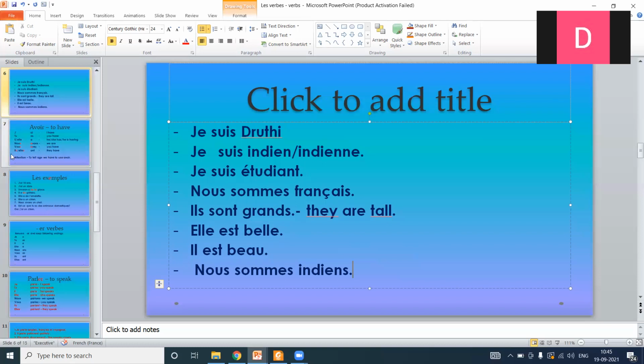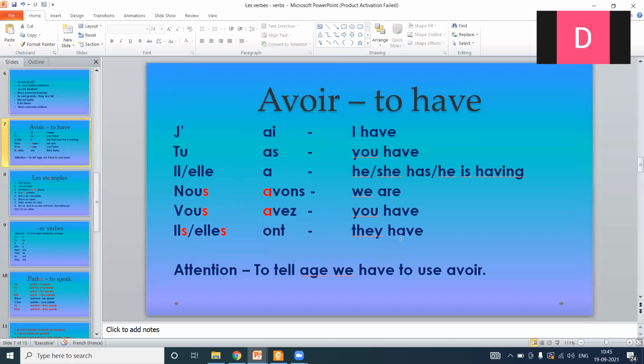Now we will see the avoir verb. Avoir, to have, is also an irregular verb. Okay? Yes. Avoir verb. And see, j', tu, il. See, always il a, same conjugation. Il, nous, vous, ils, elles.